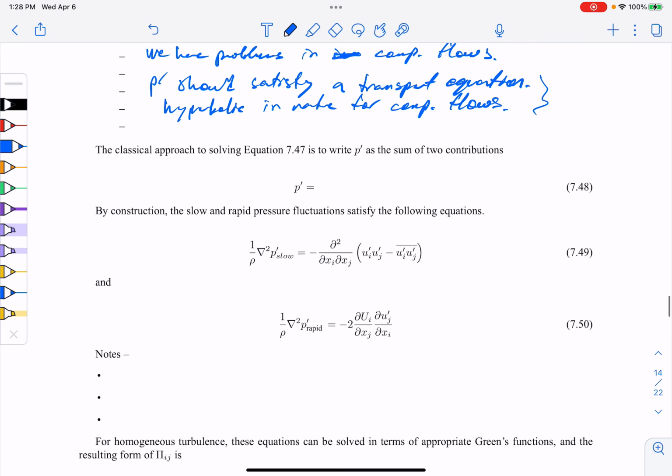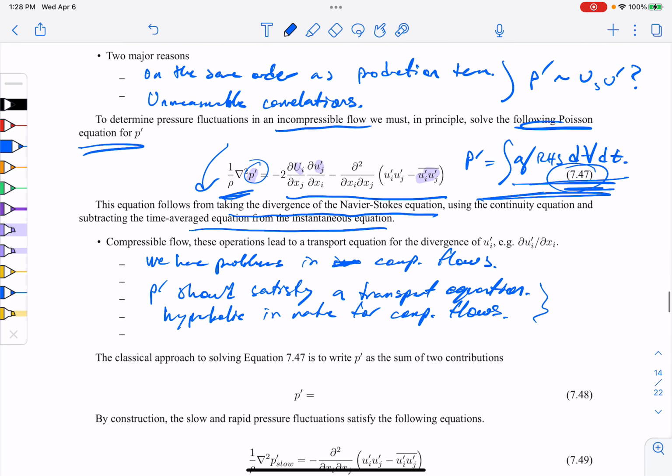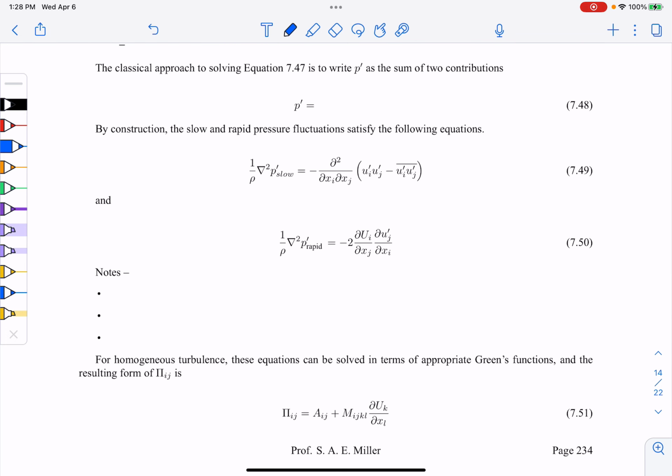But before people use a Green's function to solve 747, they would divide 747 into two parts: P prime slow, which is called the slow term, and P prime rapid. And don't take these names too literally. P prime is the sum of two contributions, and then they would try to construct two equations. They would take 747 and divide the terms in two ways so that we can still add the left and right-hand sides in terms of P prime slow and P prime rapid and get these.